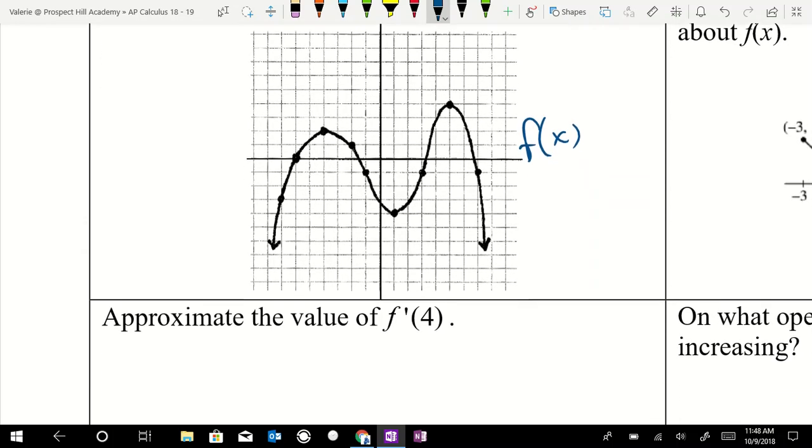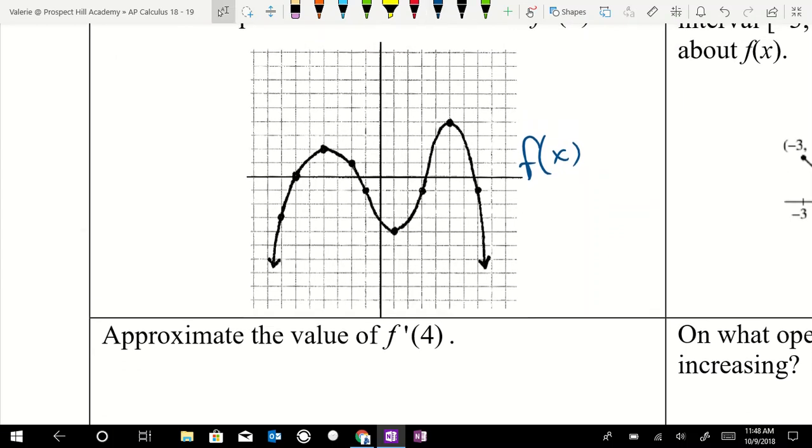So first thing we want to do is approximate the value of f prime of 4. All right, so approximating f prime of 4, we're here. So we want to know, in this case, what the slope at f of 4 is. So there are a few ways we could do this. We could sketch the slope and do it that way, or we can find the slope of the secant.